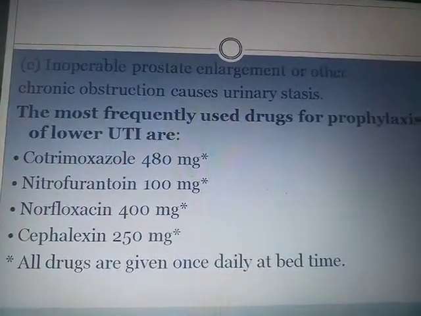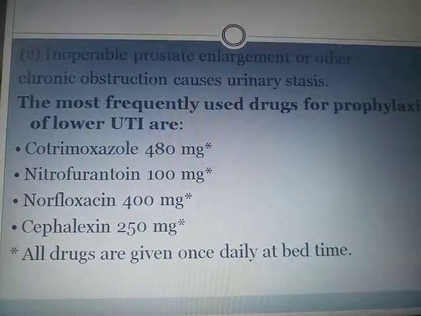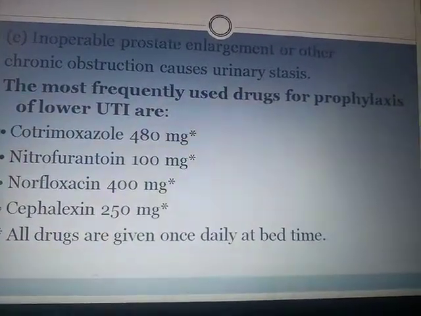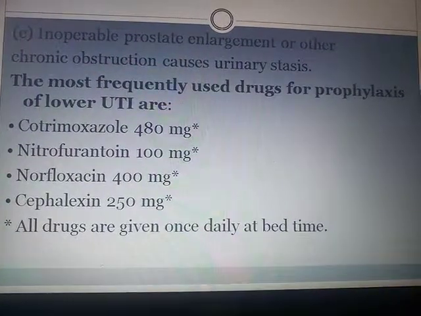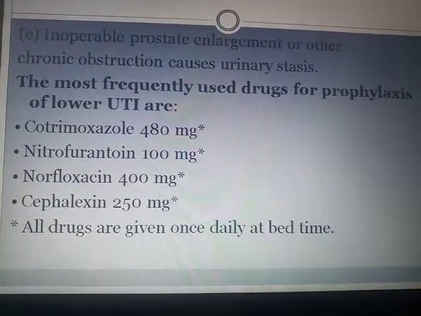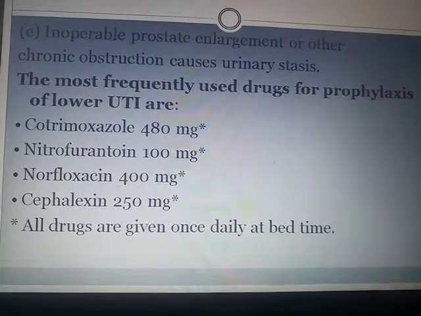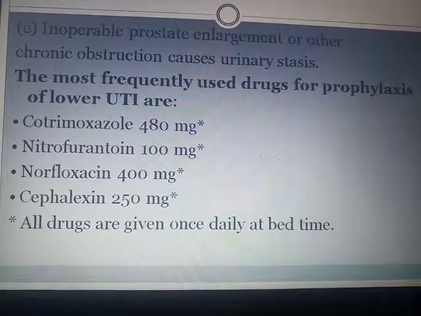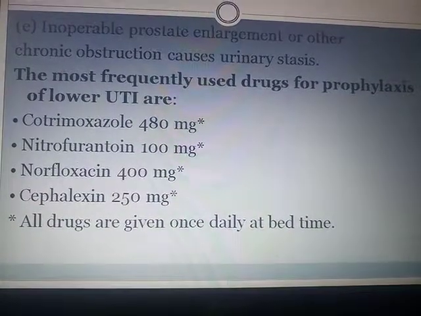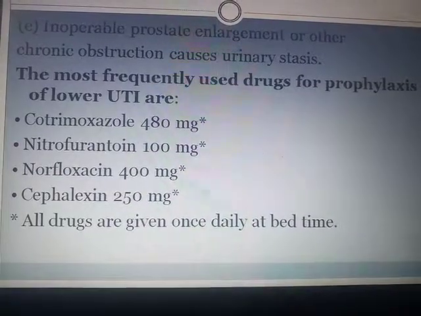Now, inoperable prostate enlargement or other chronic obstruction causes urinary stasis. Most frequently used drugs for prophylaxis of lower UTI: cotrimoxazole 480 mg, that is 400 mg of sulfamethoxazole and 80 mg of trimethoprim; nitrofurantoin 100 mg; norfloxacin 400; cephalosporins 250. All drugs are given once daily at bedtime.